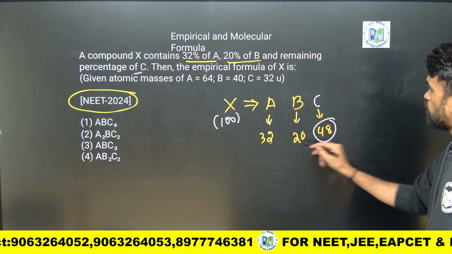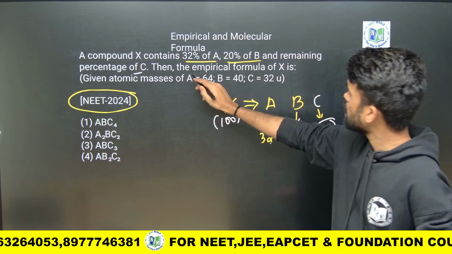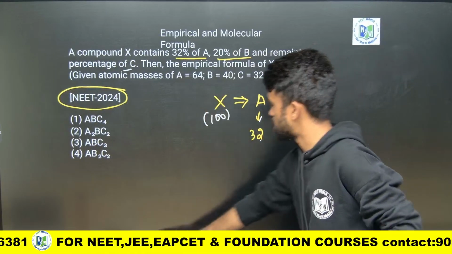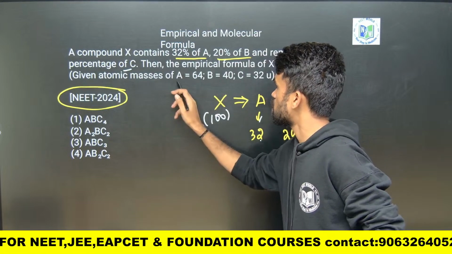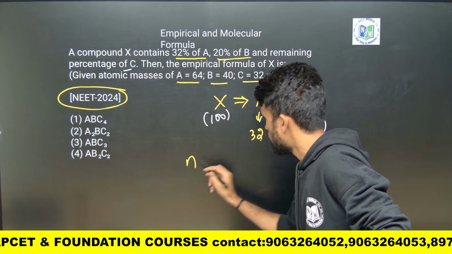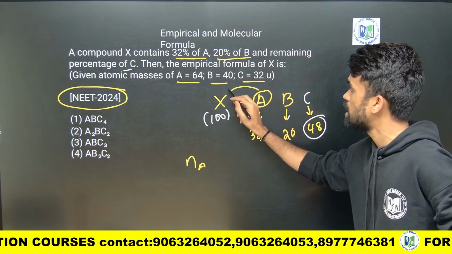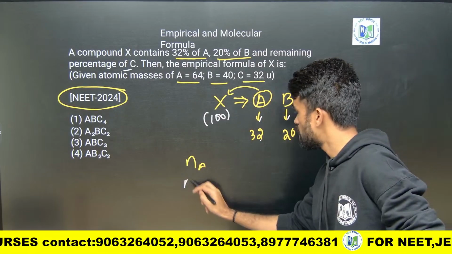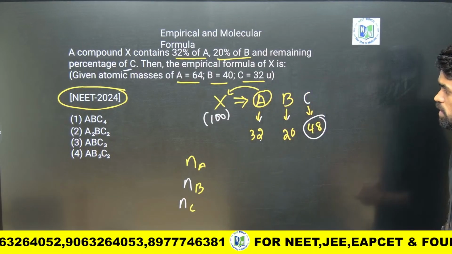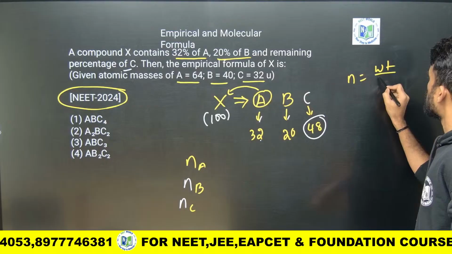Now, these are the weights we have. So now, how can we do this? See, they are asking for the empirical formula of the given compound. They also provided the atomic masses of A, B, C. Then from this, find the number of moles of A, so that we will get how many moles of A are there in this X compound, and number of moles of B, and number of moles of C. How will we find the number of moles? Given weight divided by its molar mass or atomic weight.